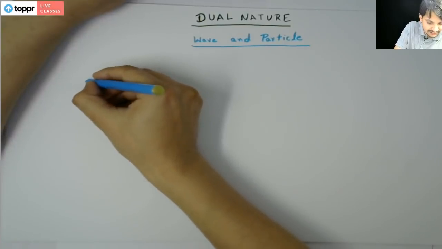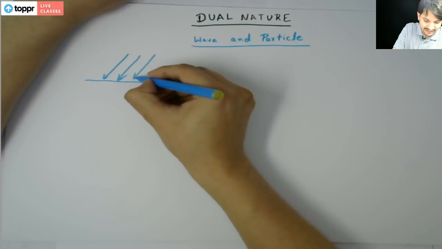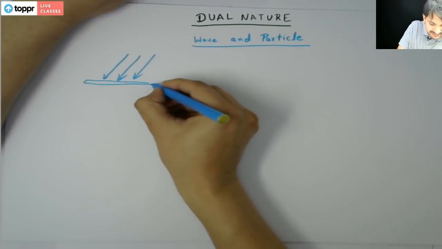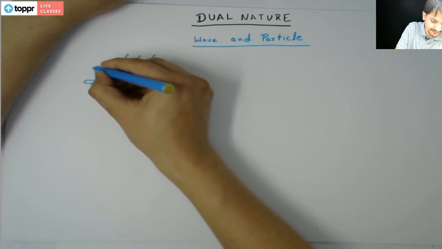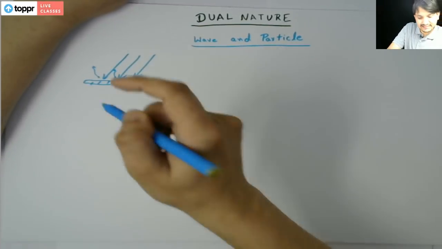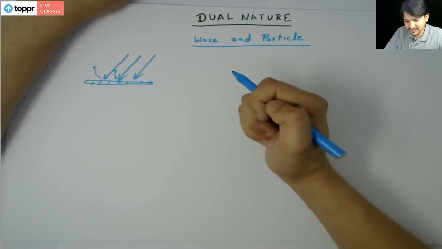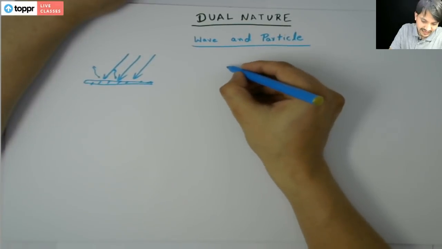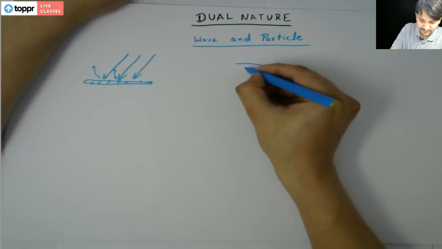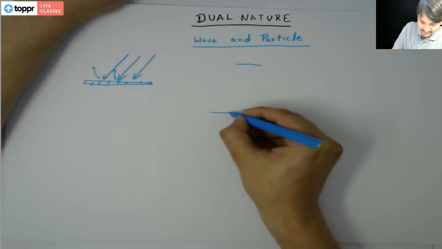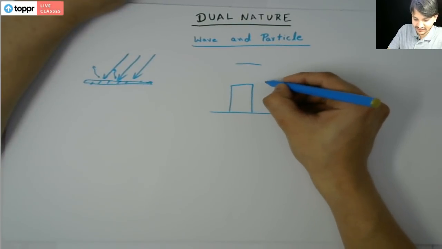Whenever some light is incident on a metallic plate, what happens? It kicks off electrons from here, and this kicking of electrons is highly dependent on the wavelength of the light. Means if the wavelength of light has, suppose, this much of energy, what happens? It kicks off one electron.